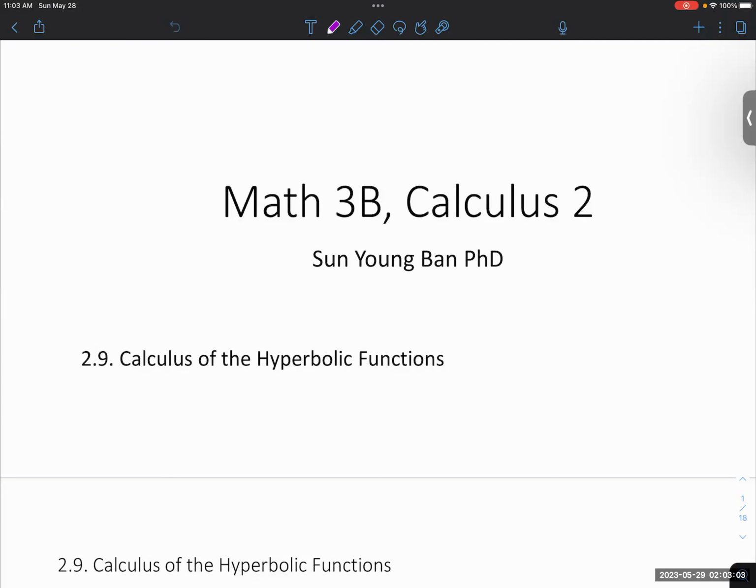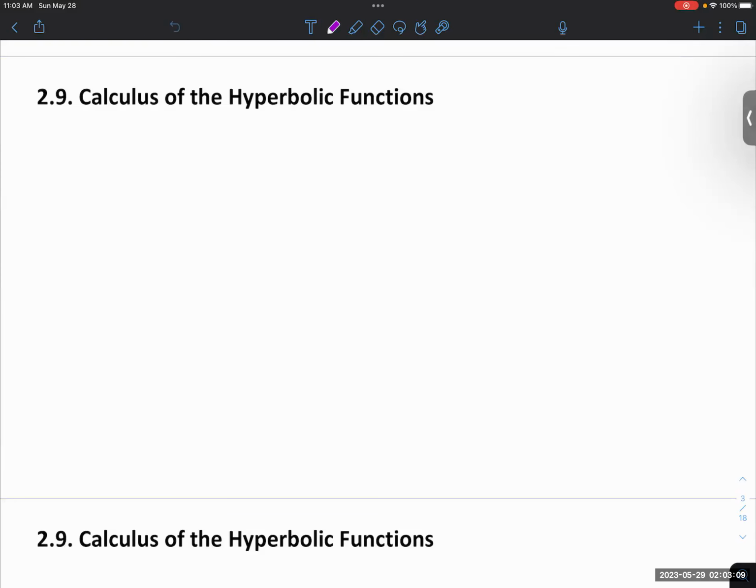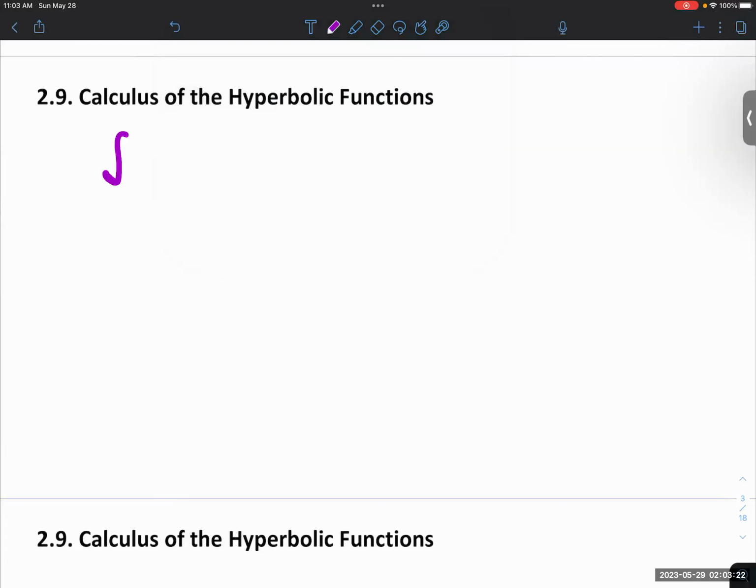So a little bit of background, what the hyperbolic functions look like. Actually, you learned hyperbolic functions in pre-calculus. In Calculus 2, we've been dealing with integrals, right? We have to take the integral to find out the area, volume, whatever. It could be a lot of things.